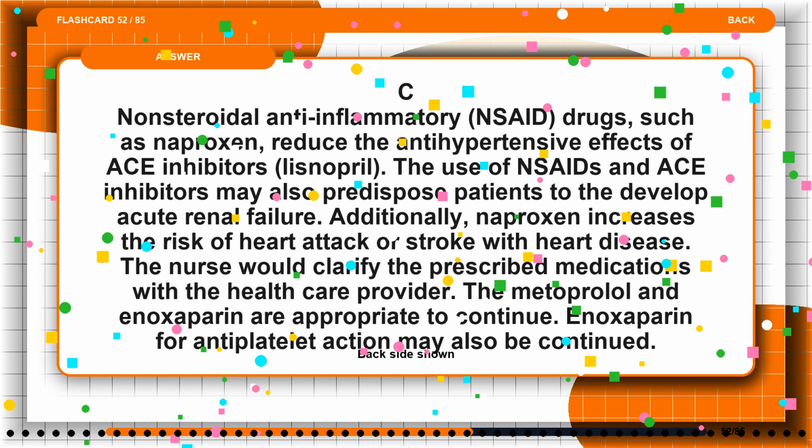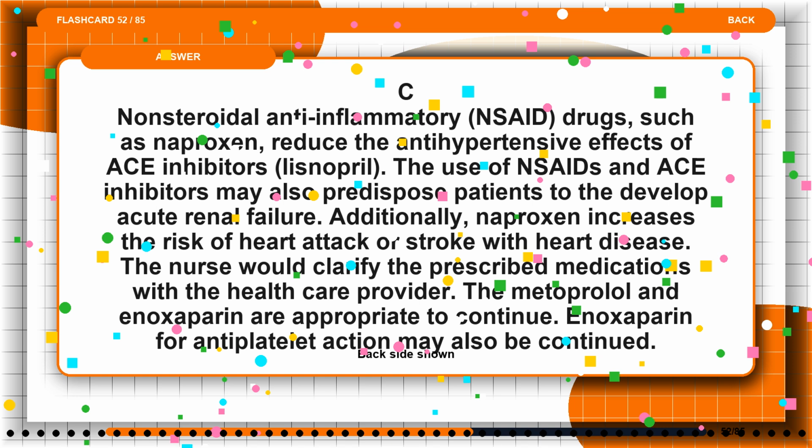The answer is C. Non-steroidal anti-inflammatory NSAID drugs, such as naproxen, reduce the antihypertensive effects of ACE inhibitors like lisinopril. The use of NSAIDs and ACE inhibitors may also predispose patients to develop acute renal failure. Additionally, naproxen increases the risk of heart attack or stroke with heart disease.